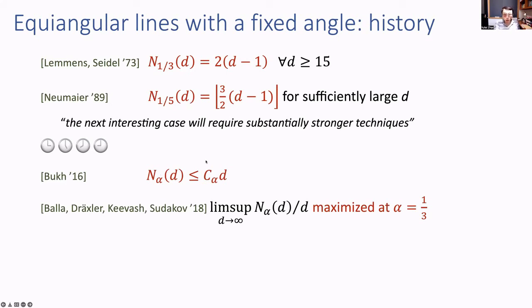So we wish to determine this limiting value, the coefficient in front of the linear growth. And in particular, you can ask, since it's a function of alpha, which alpha maximizes this coefficient?